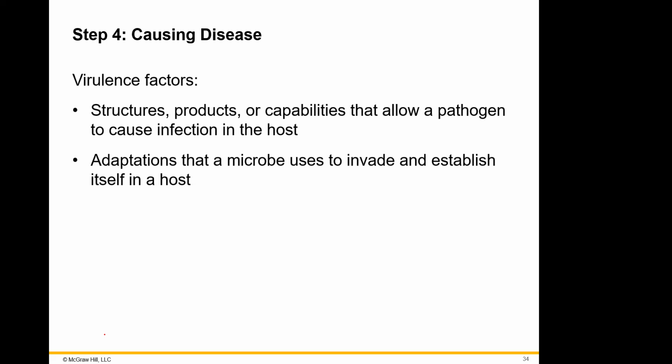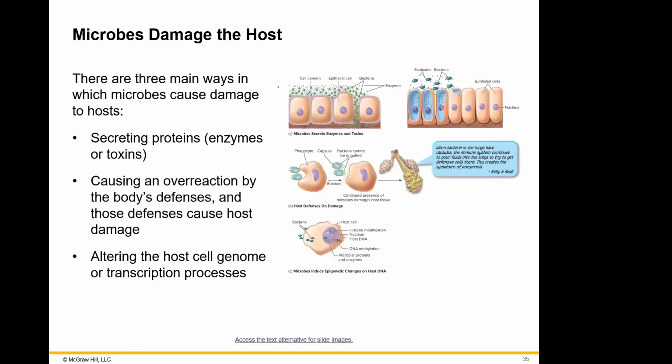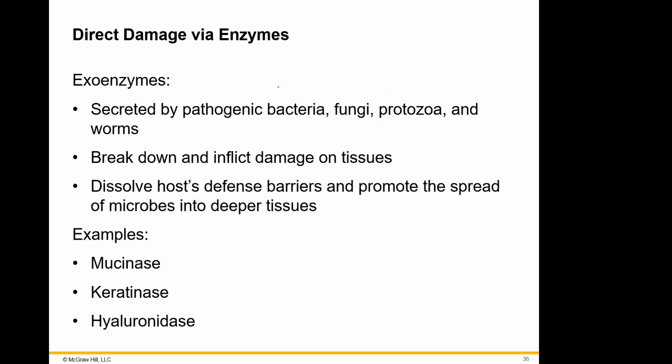Okay. Virulence factors associated with this. Anything that allows the pathogen to cause an infection, and anything that allows it to establish itself in the host. So we have talked about some of these. Enzymes that allow them to get in between cells, get deeper into the host. We talked about collagenase, right? Overreaction of the body defenses. We're going to go into that in a moment. And then altering host cell genome expression. Now, that's what we just talked about with the epigenetics before, making something that can control your gene expression. So we're going to get into the first two.